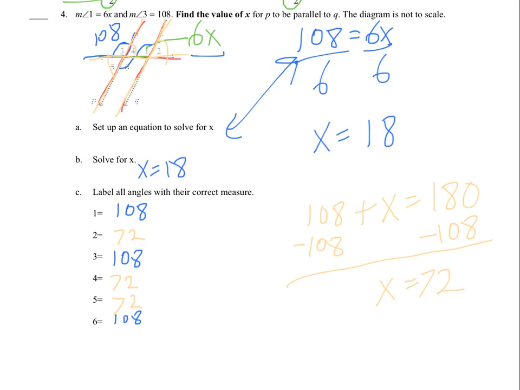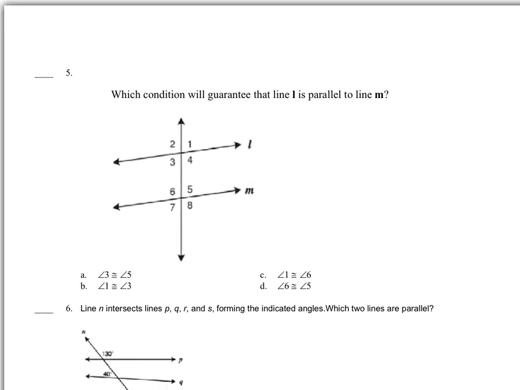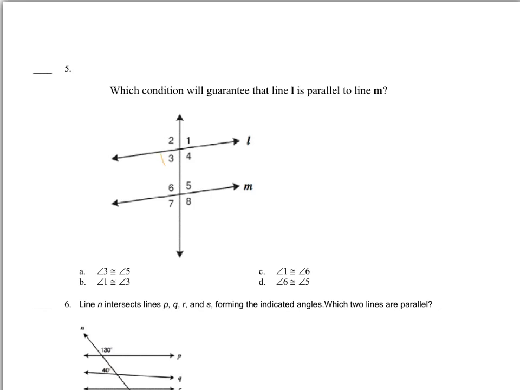Okay, let's move on to number 5. Which condition will guarantee that line L is parallel to line M? Let's look at A first. It says 3 is congruent to 5. Well, 3 and 5 are alternate interior angles. If alternate interior angles are congruent, then the lines are parallel. That right there is a true statement, A.